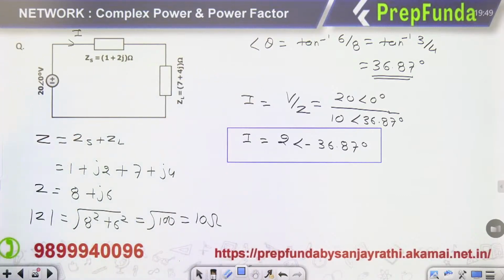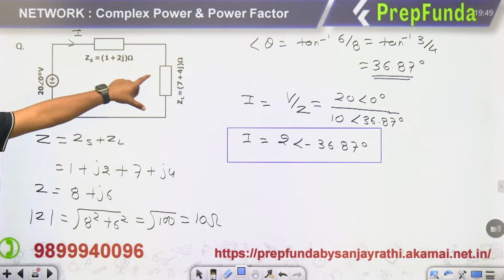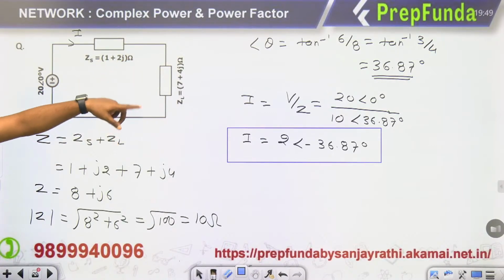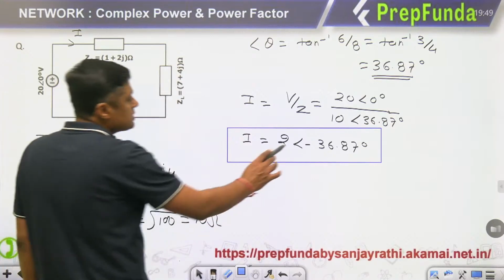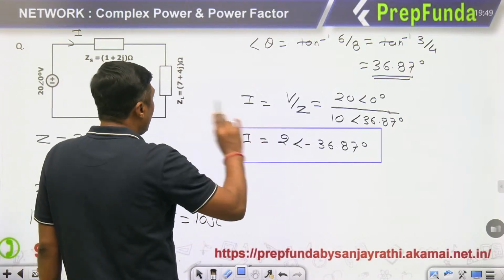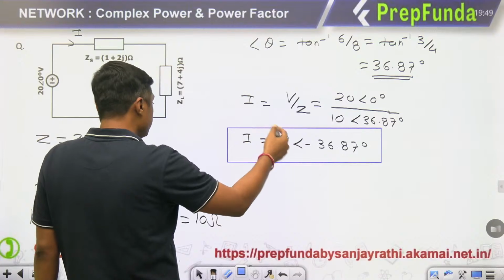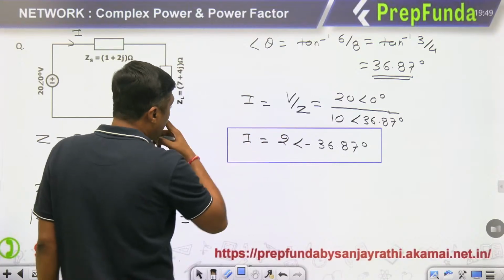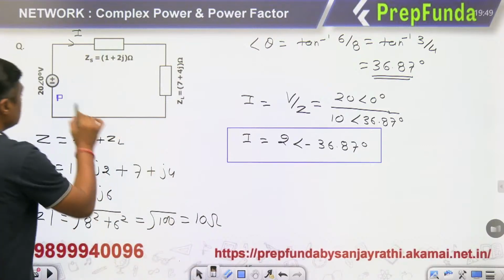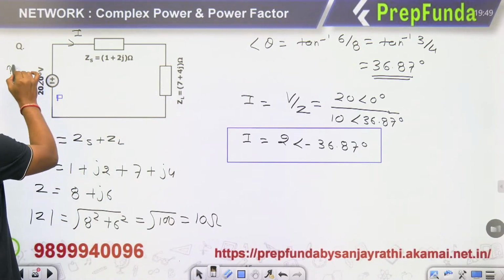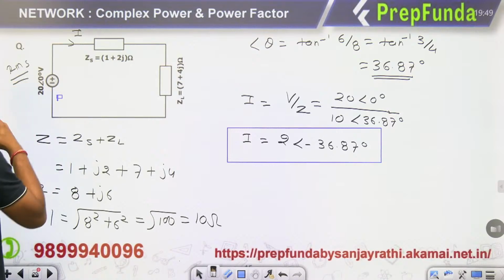Now you have to calculate the reactive power delivered to ZL. So you have the RMS value. Directly, the angle is not required. Simply you have to find the square of that. This is the RMS value. Why is it the RMS value? Because the voltage is an RMS value, and that's why the current is also an RMS value.